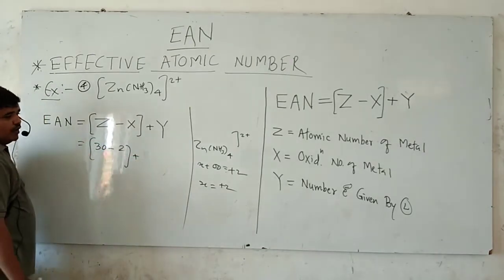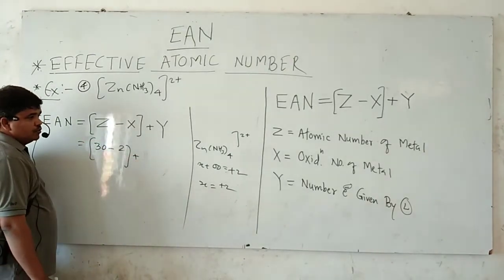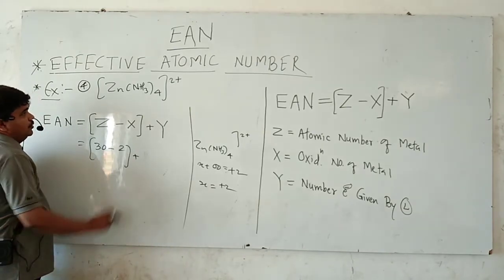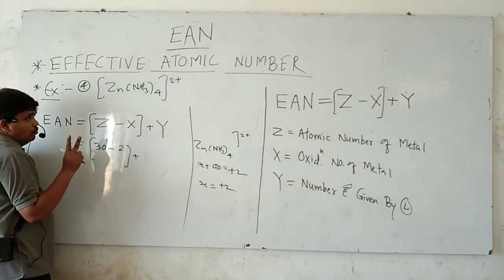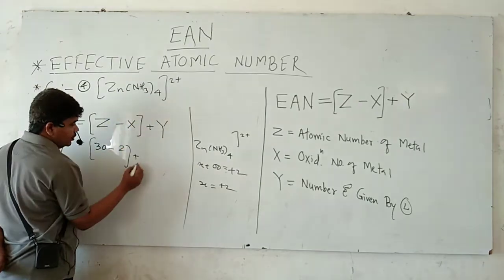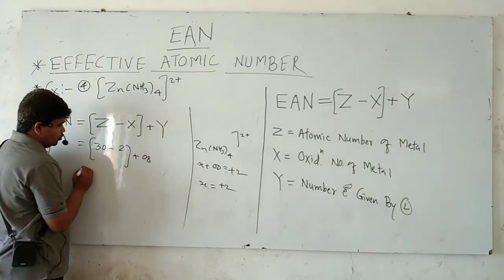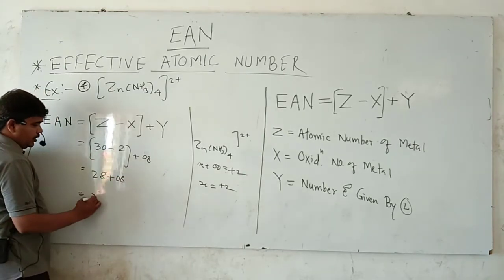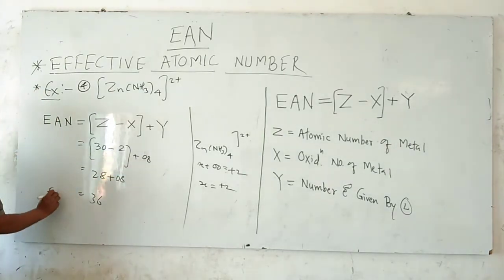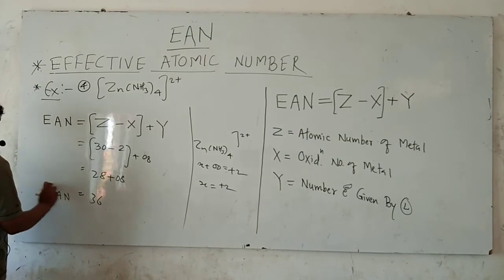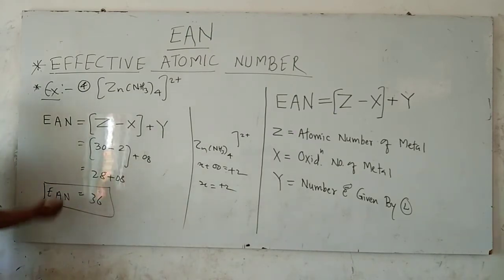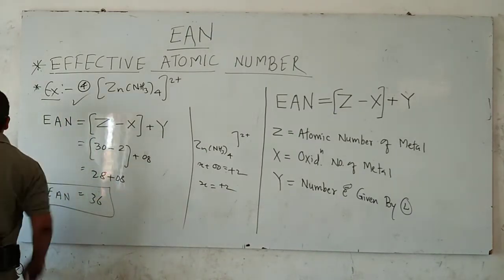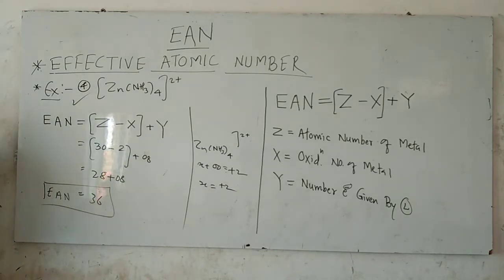Plus Y. What is Y? Number of electrons given by ligand. Each NH3 gives 2 electrons, so 4 NH3 will give 8 electrons. So it will be 28 plus 8, again it will be 36. So effective atomic number of this complex is 36. It means this complex is also a stable complex.